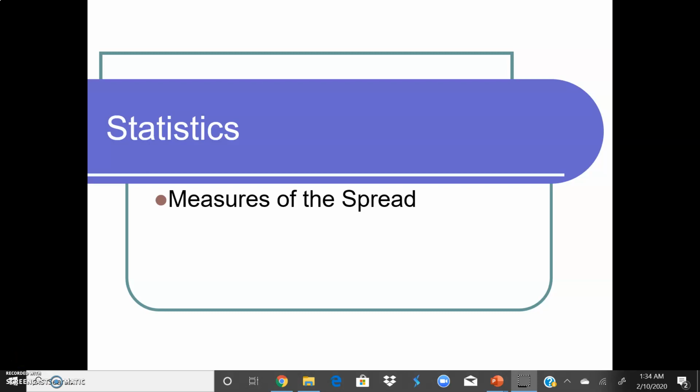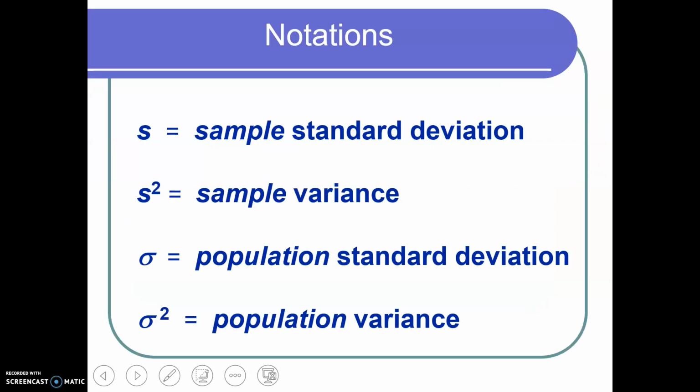Hi, today we will be talking about measures of the spread. Now, these are the notations. S is for sample standard deviation, S squared is for sample variance. Sigma is for population standard deviation, and sigma squared is for population variance.